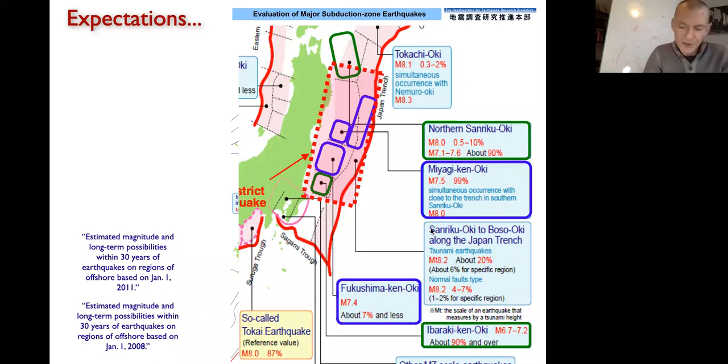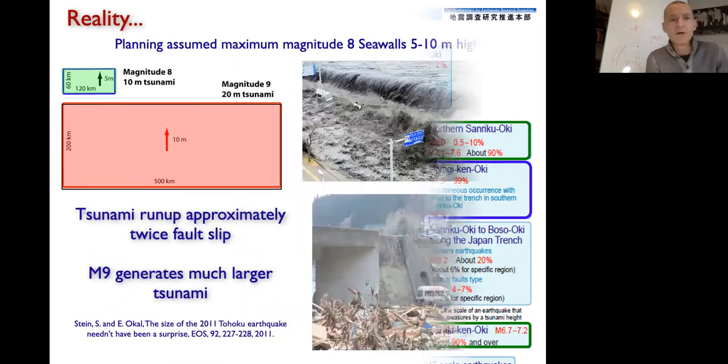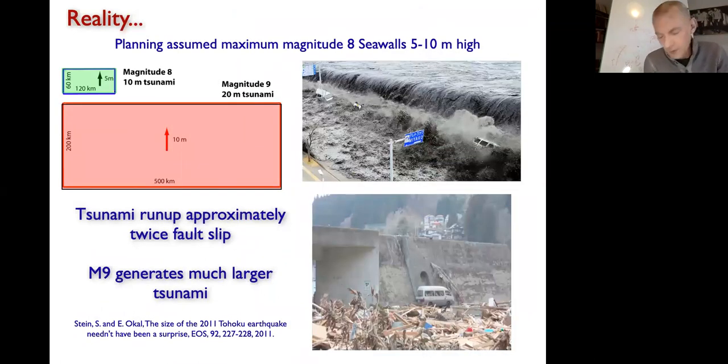So the final slide that I want to show to you, and I hope it's going to make us think also for the next lecture, is the following. And this is coming from Stein and Okal, and you have the paper there. You can try to understand what's going to occur in nature, not only for scientific reasons, but also for hazard studies.